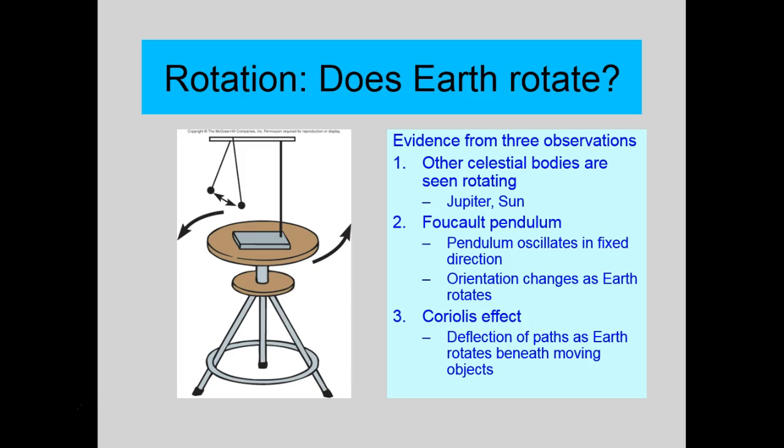Okay, so dumb story. Okay, Coriolis effect. It wouldn't happen if the Earth weren't spinning. Any questions?